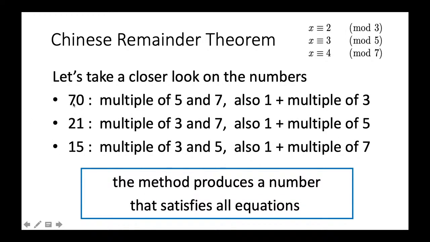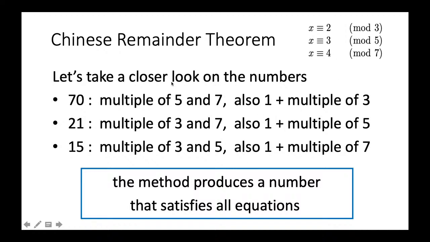So what is special about 70? 70 itself is a common multiple of 5 and 7, right? But 70 is also equal to 1 plus some multiple of 3. Now, if you take a look at 21, 21 is a multiple of 3 and 7 at the same time, and it is also equal to 1 plus a multiple of 5. And 15 is a multiple of 3 and 5, and it is also 1 plus a multiple of 7.